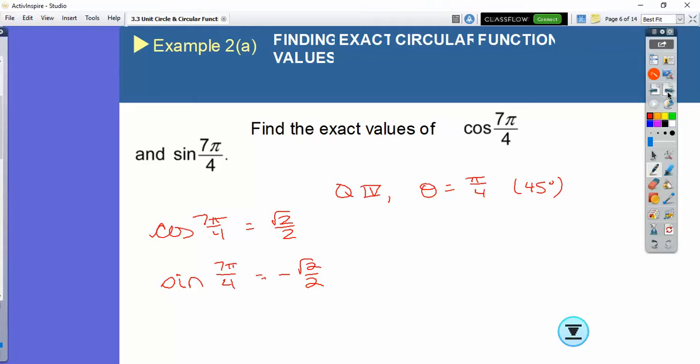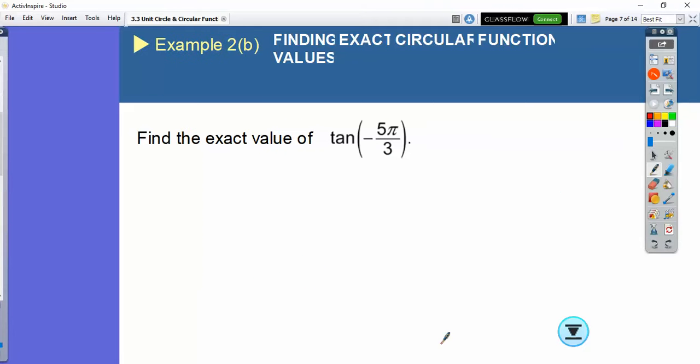Okay, what if I gave you a negative value? What do we do if we have a negative there? Add 2 pi.